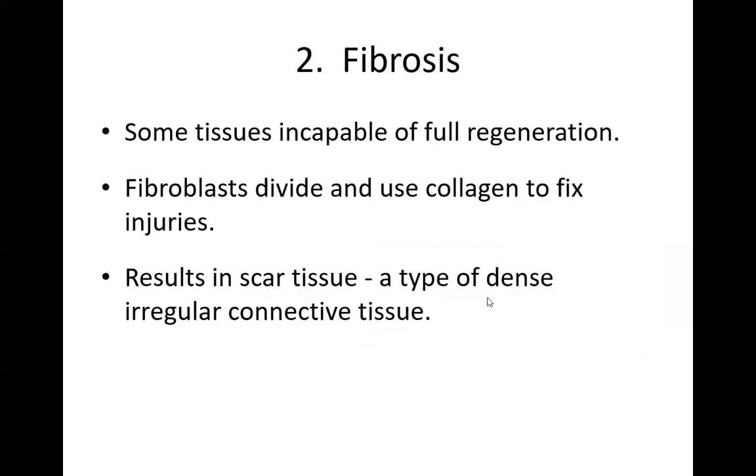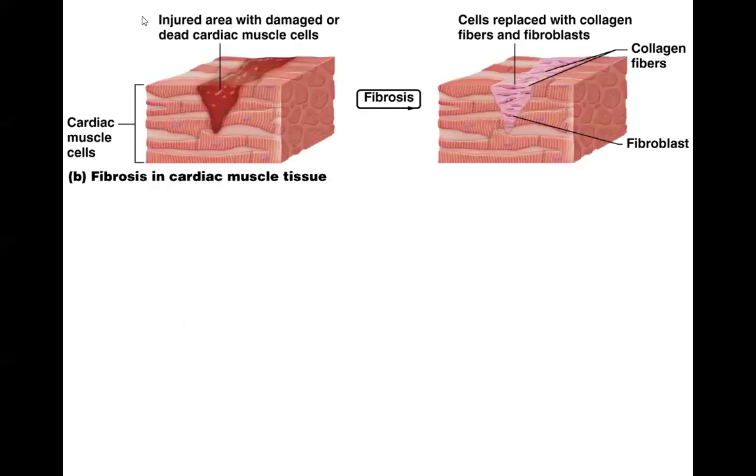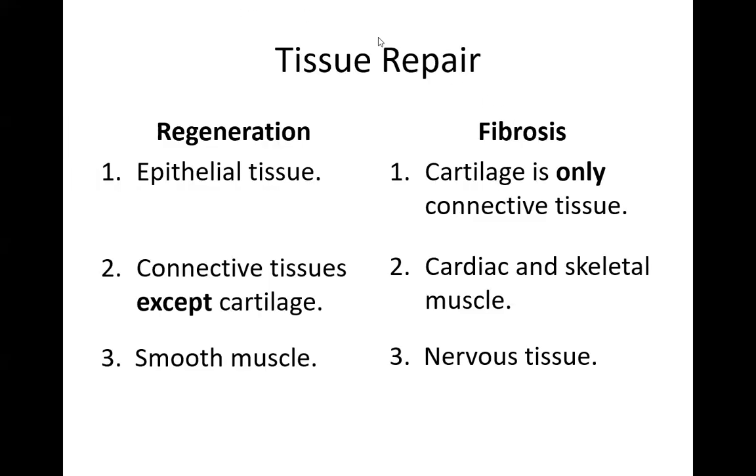Now let's look at fibrosis. Some tissues are incapable of full regeneration. So the fibroblasts divide and use collagen to fix the injuries. It results in scar tissue, a type of dense, irregular connective tissue. The injury went so deep that you cannot heal it. Or in cardiac muscle tissue, it cannot regenerate, so it will heal by fibrosis. You've got to understand the difference between tissue repair by regeneration and tissue repair by fibrosis.